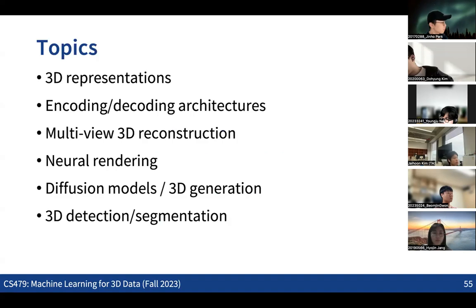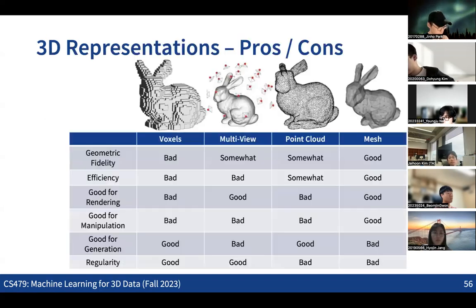We discussed lots of topics about 3D data and its representation, the way we can process it, how we can reconstruct 3D data, and even how we can generate it. As for representation, we discussed all the different representations of 3D data because there are pros and cons. There is no silver bullet representation that can handle all the issues in 3D data processing. Depending on which representation you pick, there are pros and cons. So we discussed voxels, multi-view representation, point clouds, and meshes.